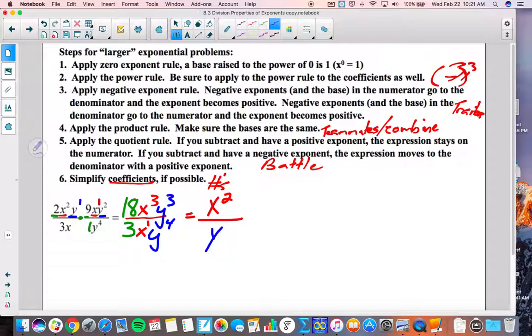So there are y's on the bottom. How many? There's one more left there, so y to the 1. But we actually don't need to write that 1. And then let's simplify 18 divided by 3. 18 divided by 3 is 6. That was fun.